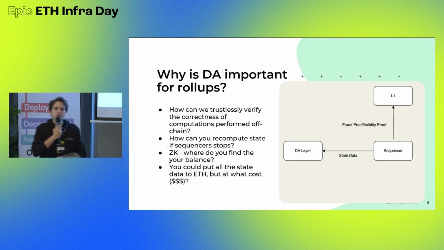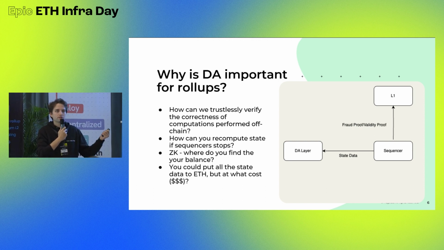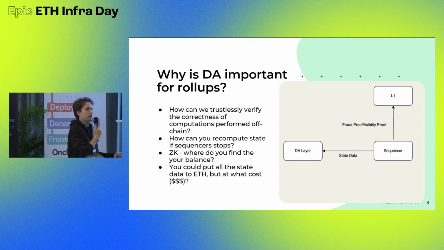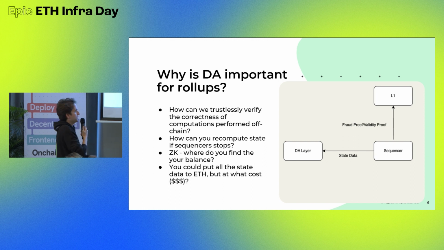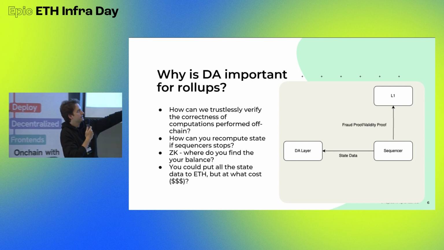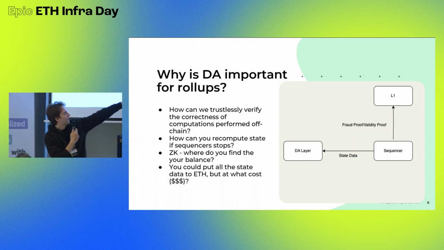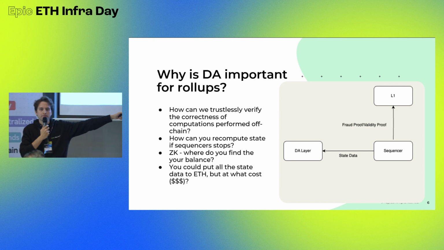Or where do you find your balance? If it stays in the sequencer, and the sequencer goes down today, you don't know how much you have, you don't know your balance. So what you could do is take your state data or transaction data, and then this actually should be transaction, and put it on L1.